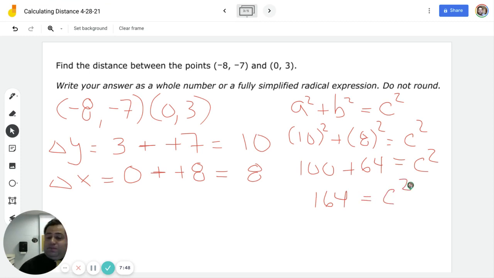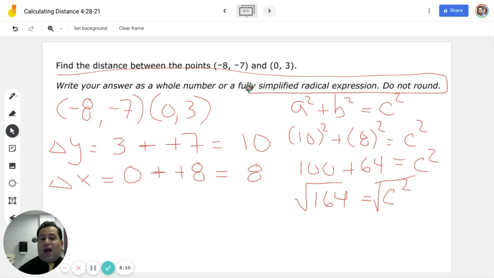So here's the problem. The problem is that 12 squared is 144 and 13 squared is 169. 164 is not a perfect square. And I think this is where you guys were probably getting wrong answers in IXL. I didn't realize that they had this direction here. Write your answer, the whole number, or a fully simplified radical expression. So this might be new.